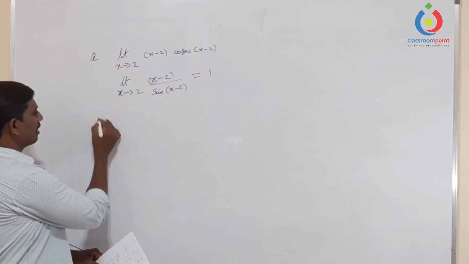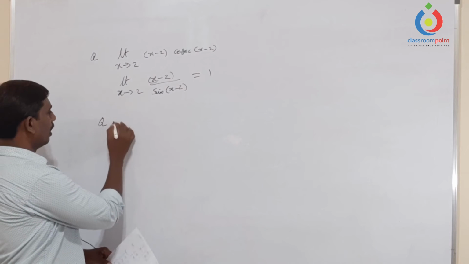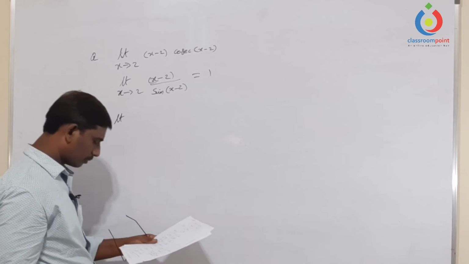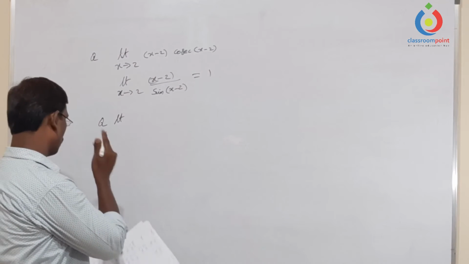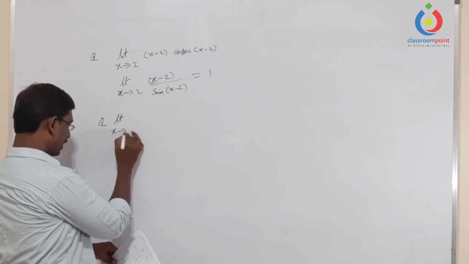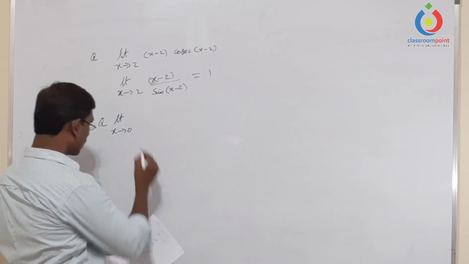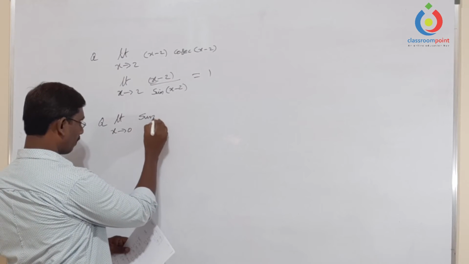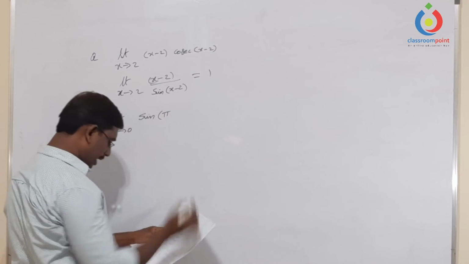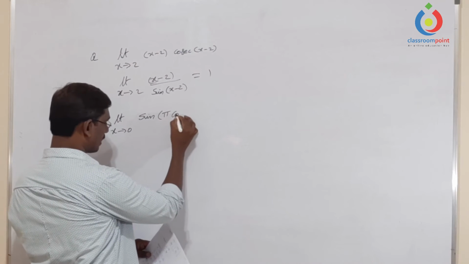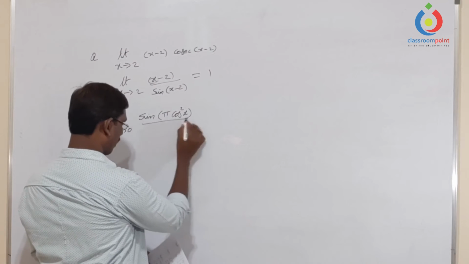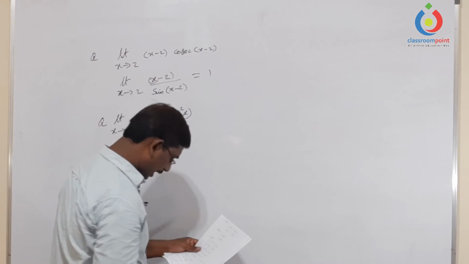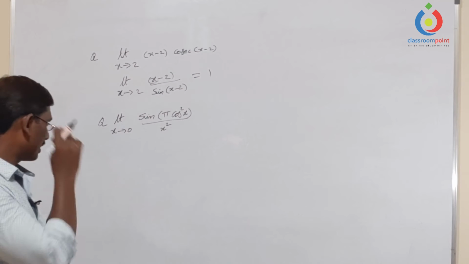And next one more example, a small problem. This is also limit x tends to 0 of sine of pi cos square x by x square. Sine of pi cos square x by x square.